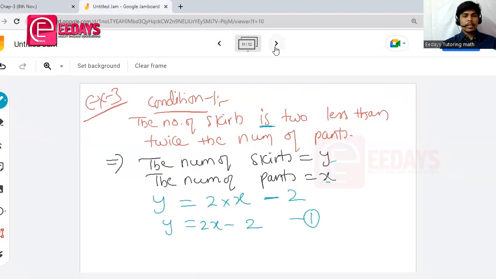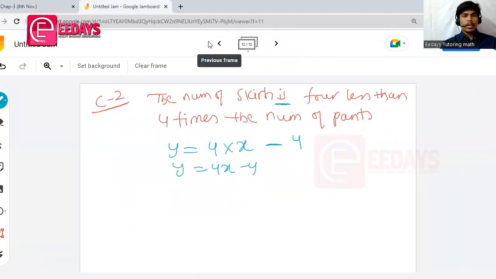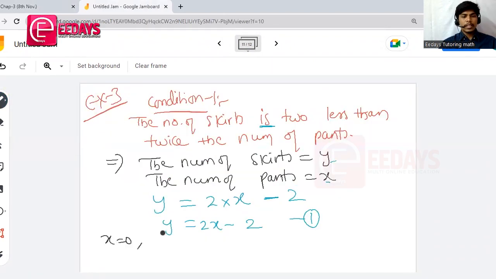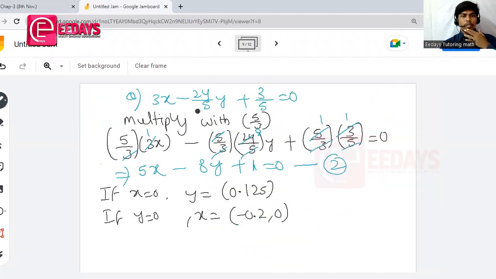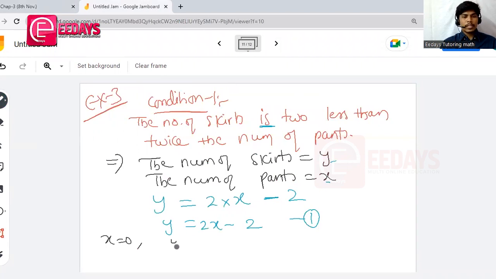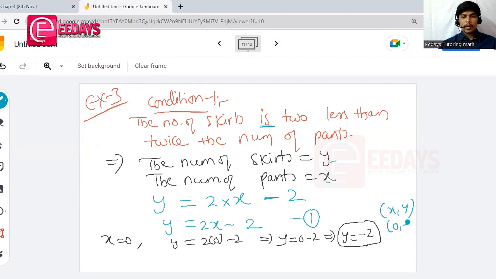So after framing the equation, if you want to draw the graph, you just take x and y values. If you take x is equal to 0 here, y is equal to 2 into 0 minus 2, then y is equal to 0 minus 2, that is y is equal to minus 2. All right, so I just write the point here, x comma y. I got the new point, that is 0 comma minus 2.